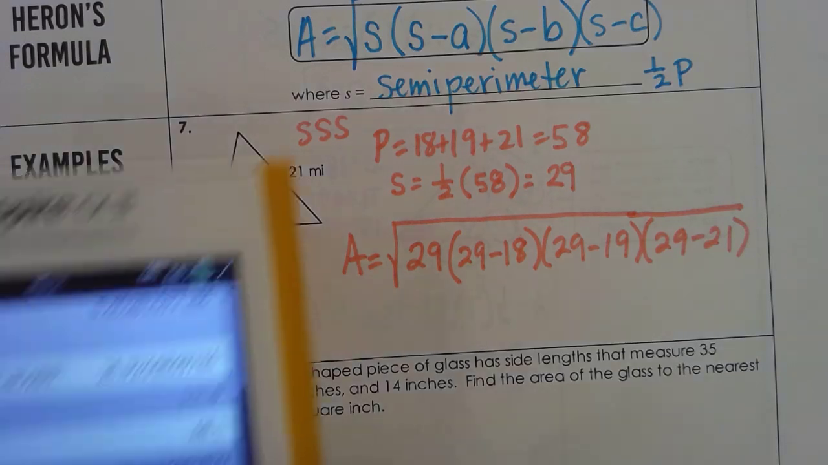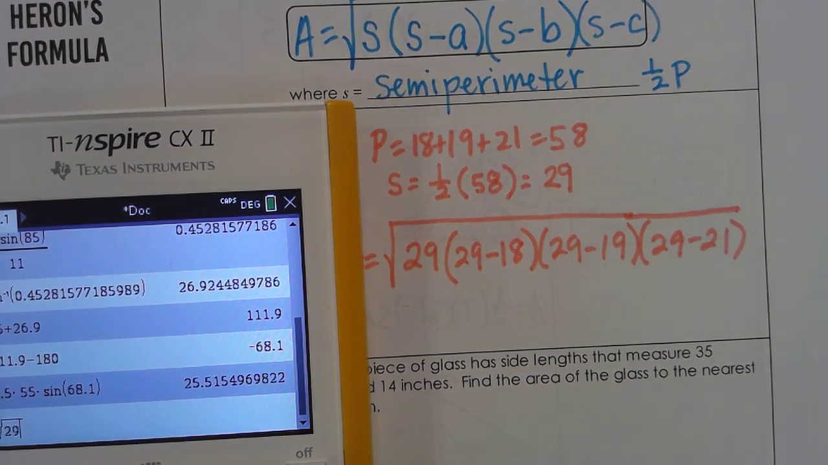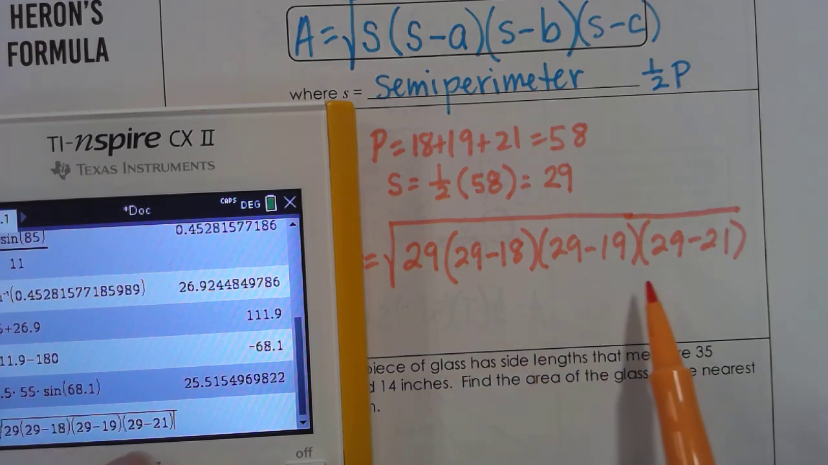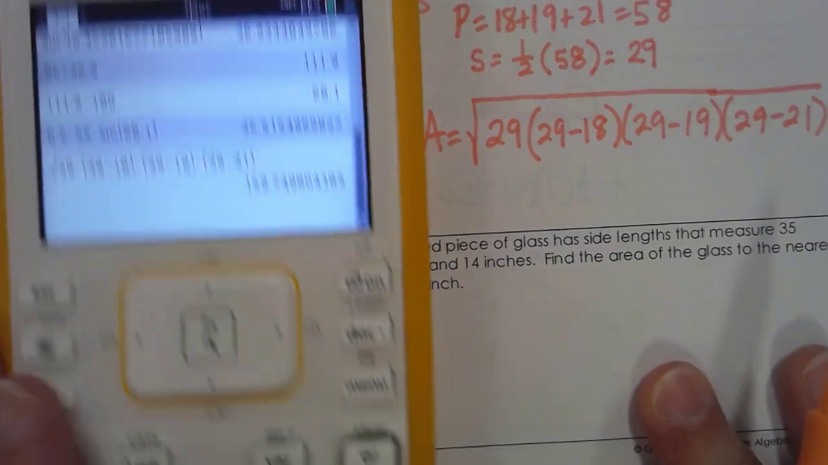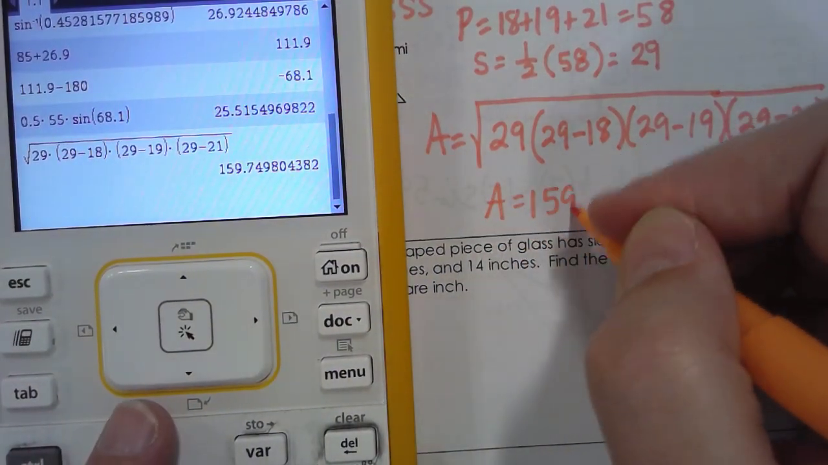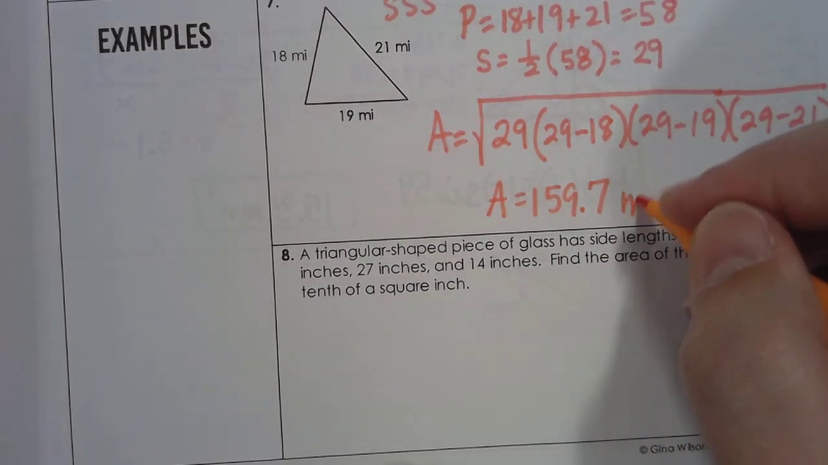Our calculator can handle all of that. So I'm just going to do the square root over the whole thing. 29 minus 18, 29 minus 19, and 29 minus 21. Double check, make sure I typed everything right, because it's early. And then poof, the area of this triangle is 159.7 miles squared.